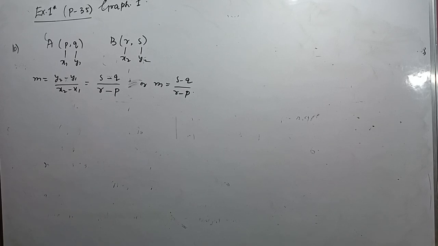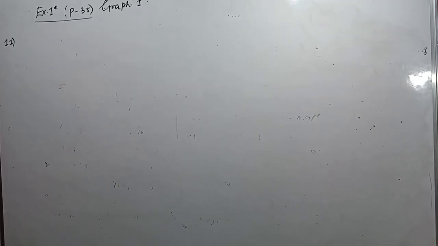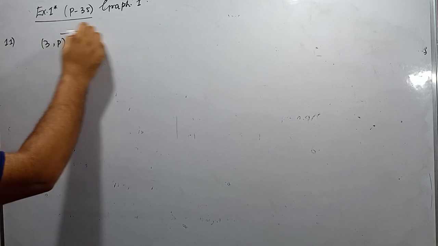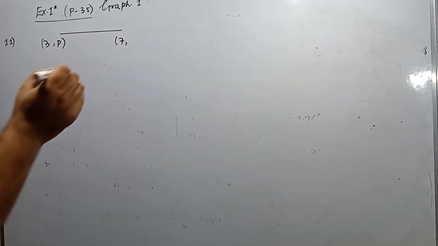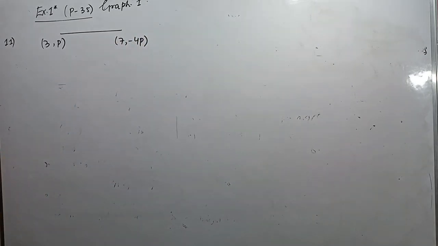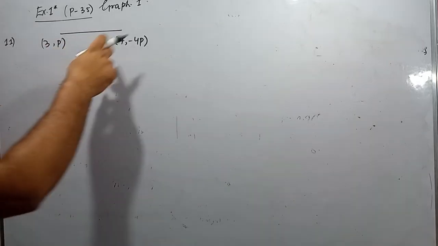Now you can see the question number 11. It's a most important question. The line joining points (p, 3p)... the first line joins the point (p, 3p) to (7, 7 minus 4p)... and the second line is parallel to the line joining (minus 1, minus 3) to (3, 7). Find p.